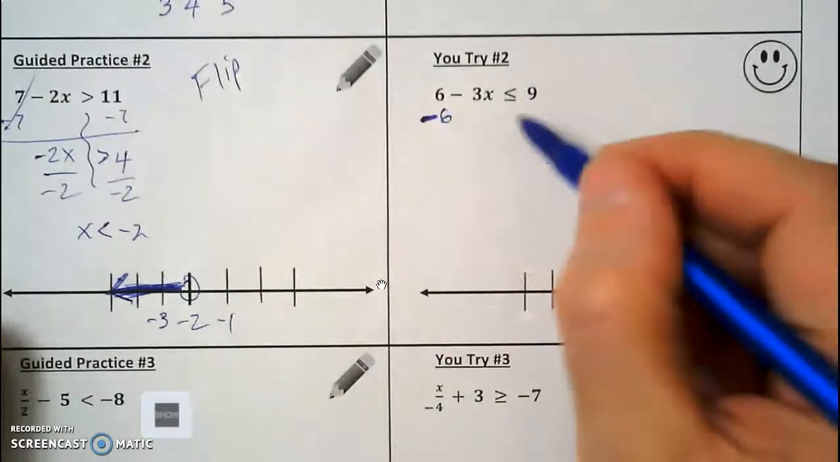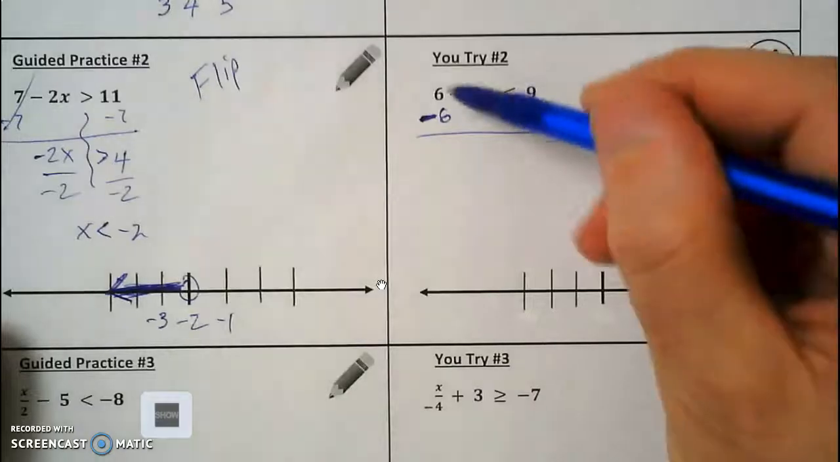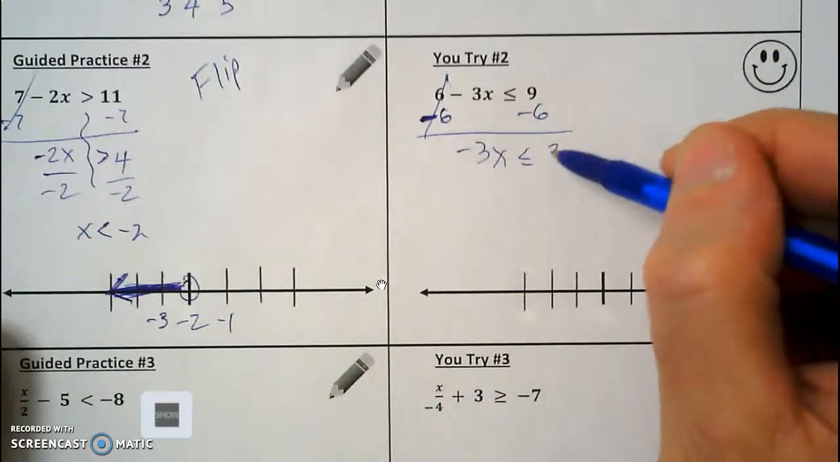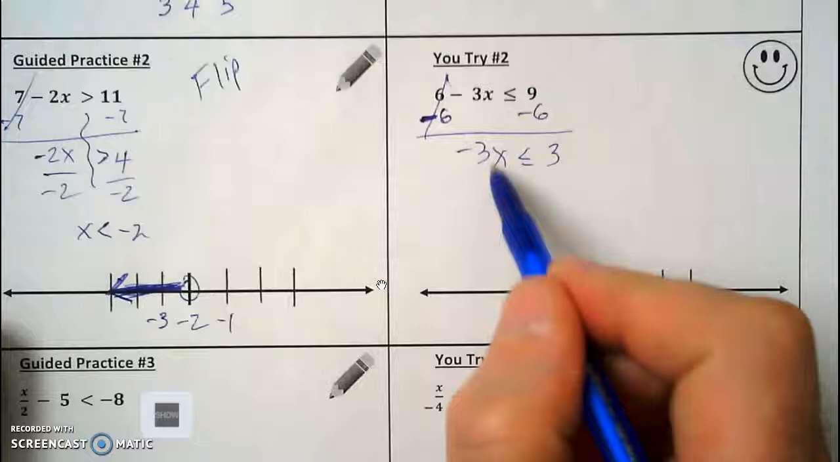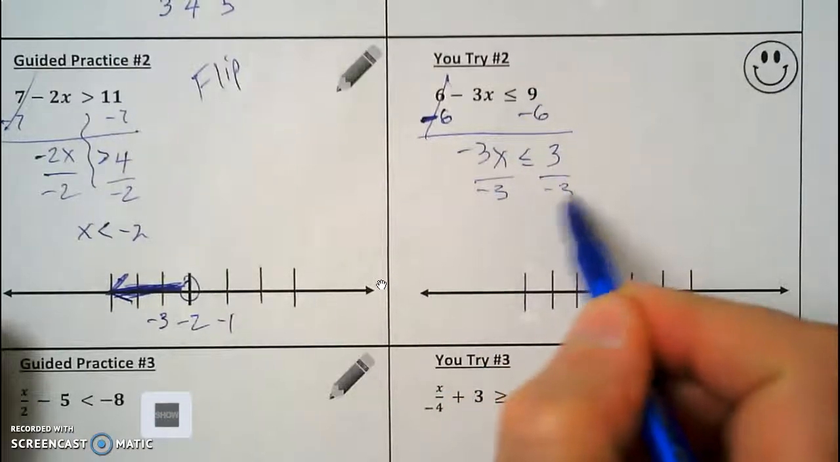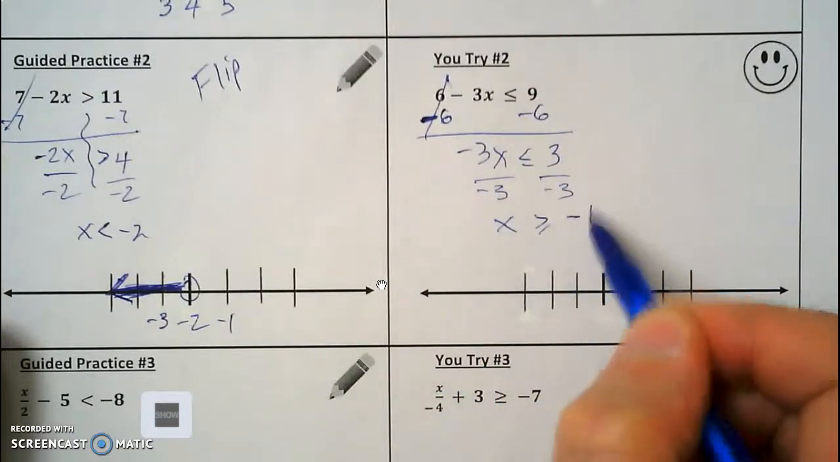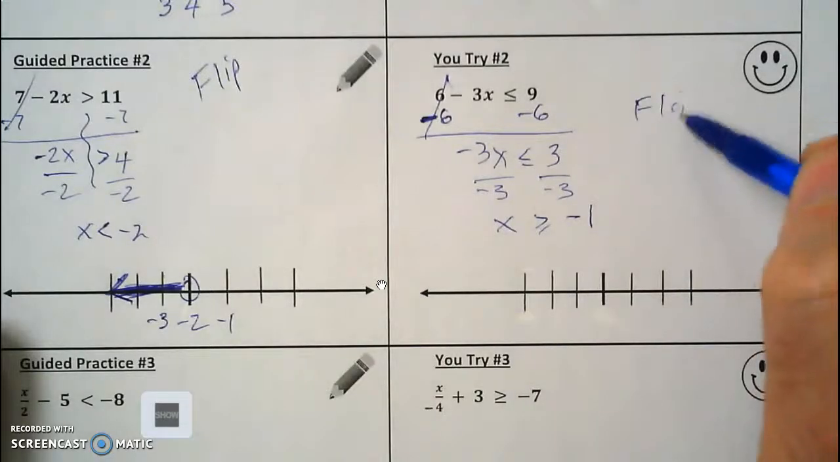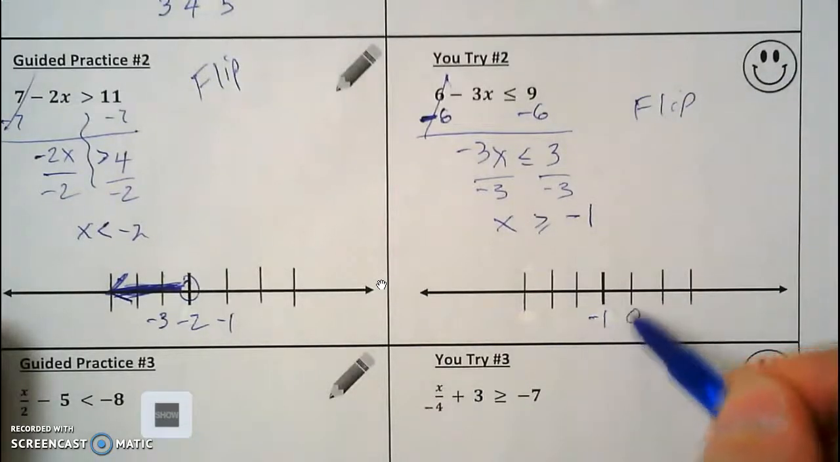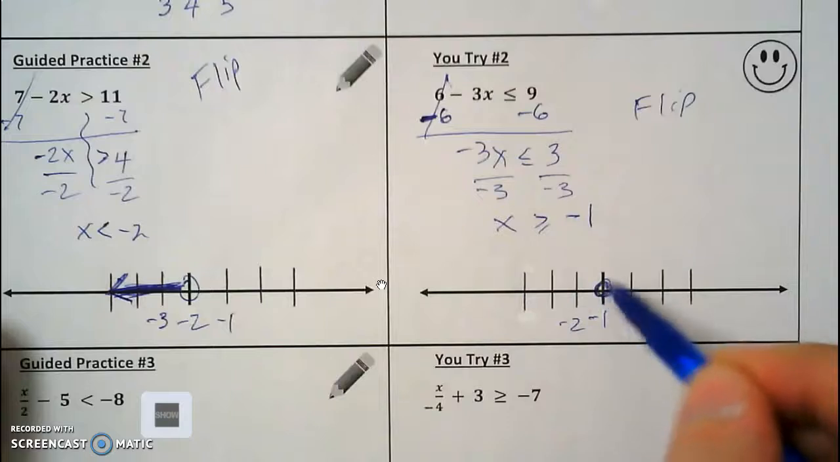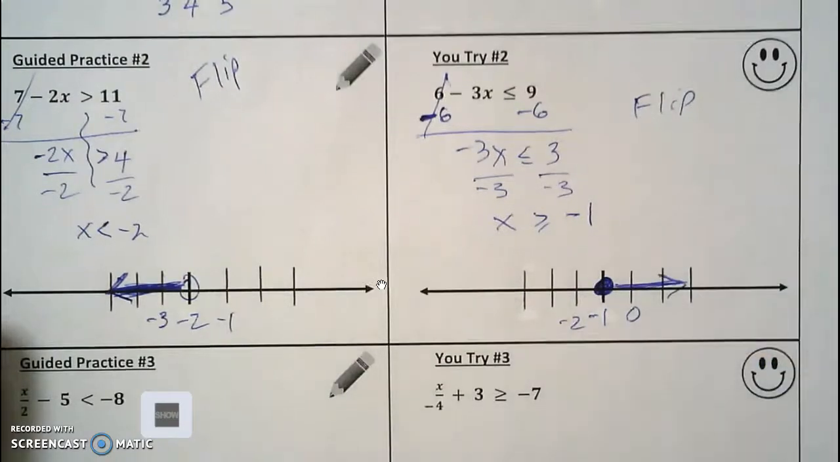-6, this pen is giving me trouble here. That's a -3x. That's a +3. I'm dividing by a negative on both sides. Flip the inequality. Okay? So go to -1. All numbers greater than or equal to, fill it in, go to the right.